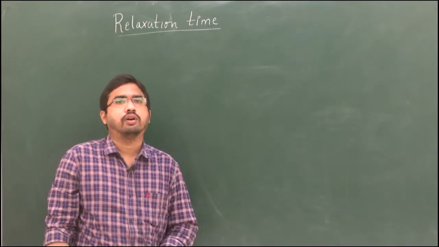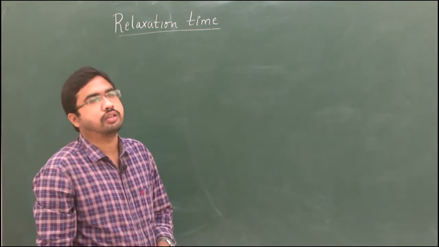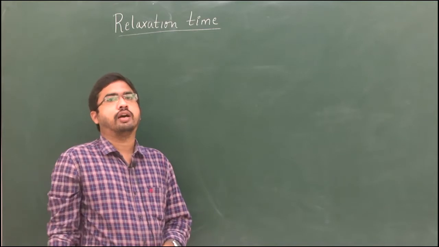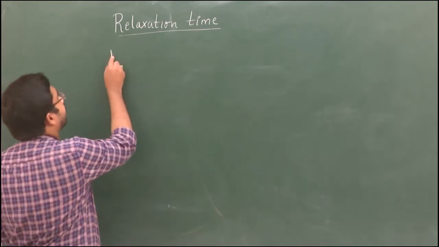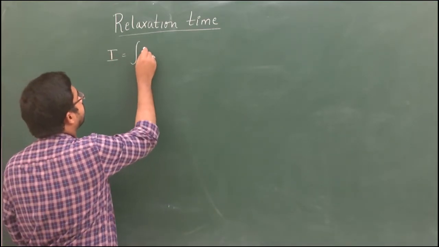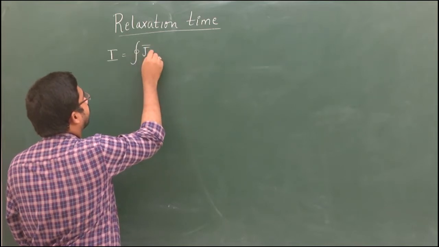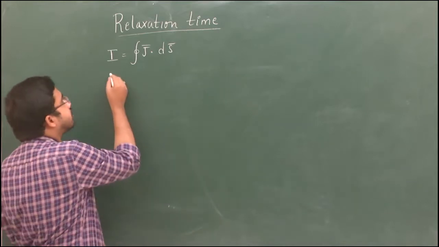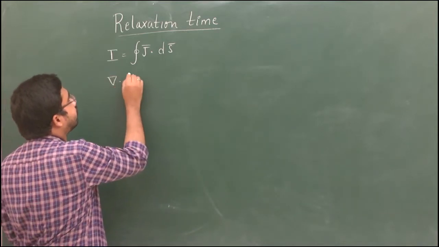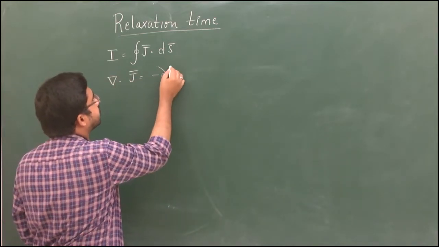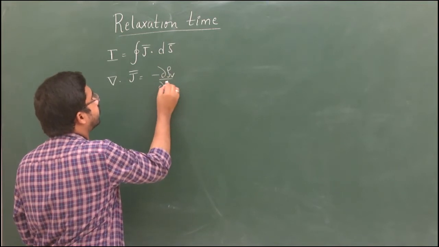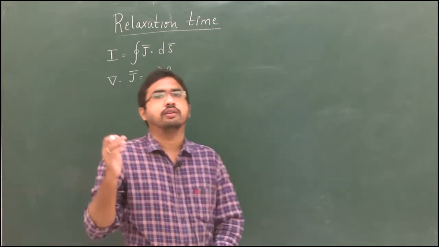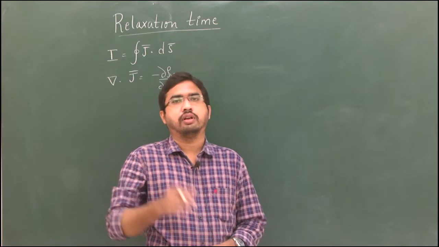We have also derived what the continuity equation is. We have seen I equals the integral of J bar dot ds bar. We have also derived the continuity equation, that is del dot J bar is equal to minus dou rho v by dou t. Similarly, we have derived two or three more relations.